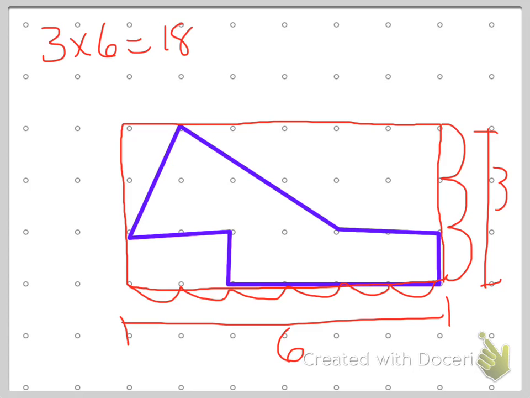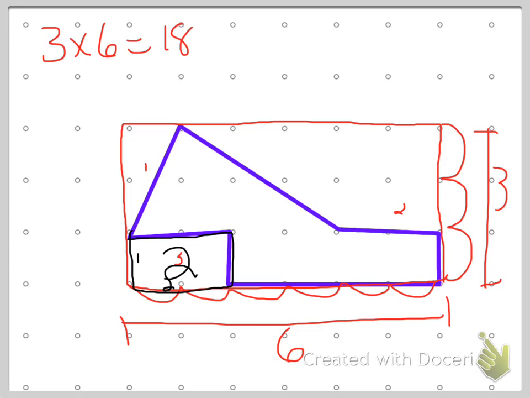3 times 6 equals 18, and so the area of that red rectangle is 18 units squared. Now I've got to take away all of the outside parts, and there are 3. I'm going to number them for you. 1, 2, and 3. I'm going to start with number 3 because it's so easy. So I'm looking at number 3 and I see that number 3 is a rectangle already, which is wonderful. And I can see that the area of this rectangle is 2 because it has a height of 1 and a base of 2, and 1 times 2 equals 2.